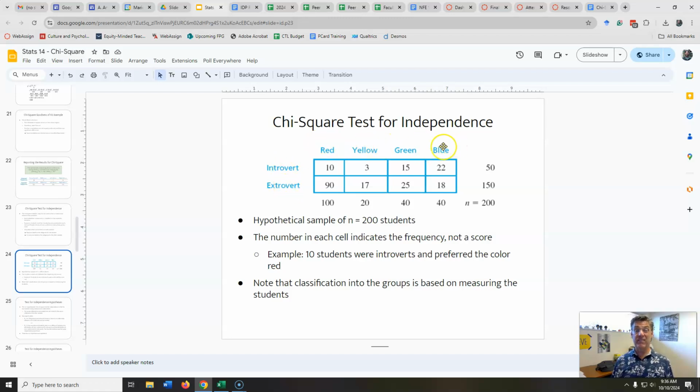And then this is people's favorite colors, and that's the second variable. People prefer red, yellow, green, or blue. So now we're looking at, and this is why it's called a test for independence, whether these 2 variables, personality and favorite color, are independent of each other or related or correlated to each other. Okay, so that's essentially what we'd look for.